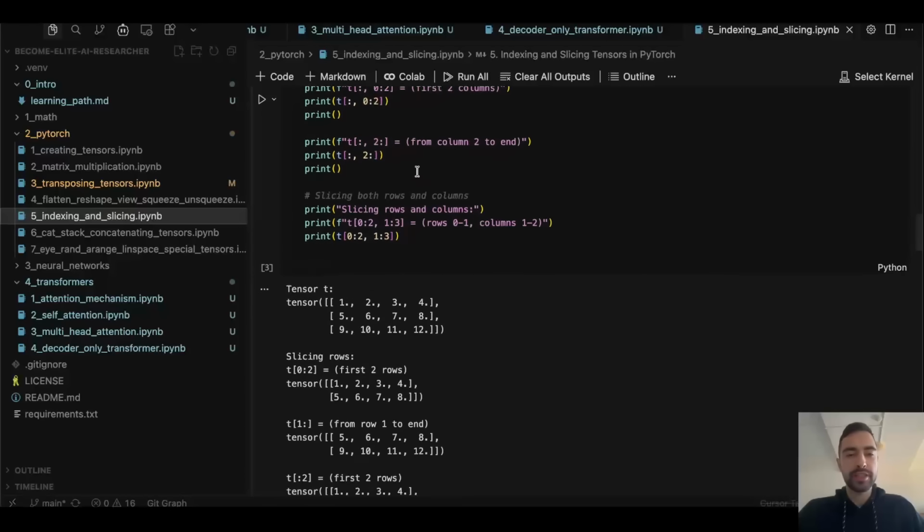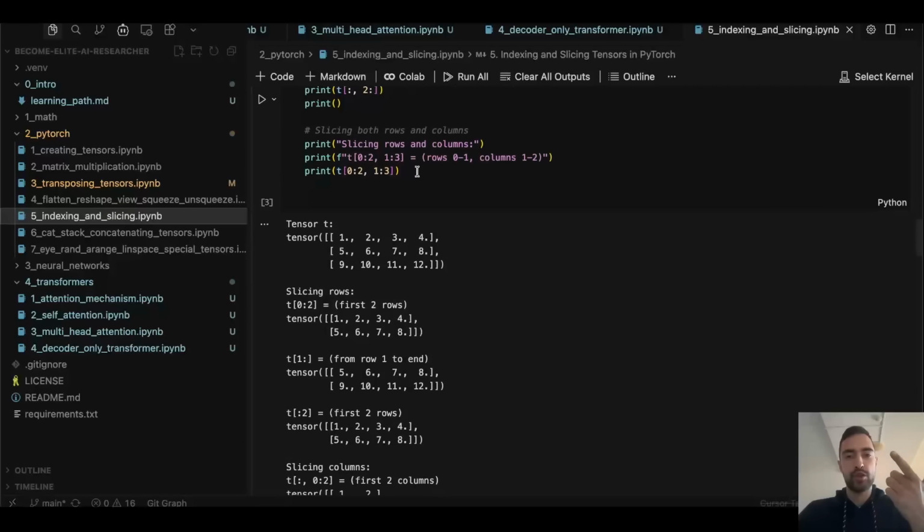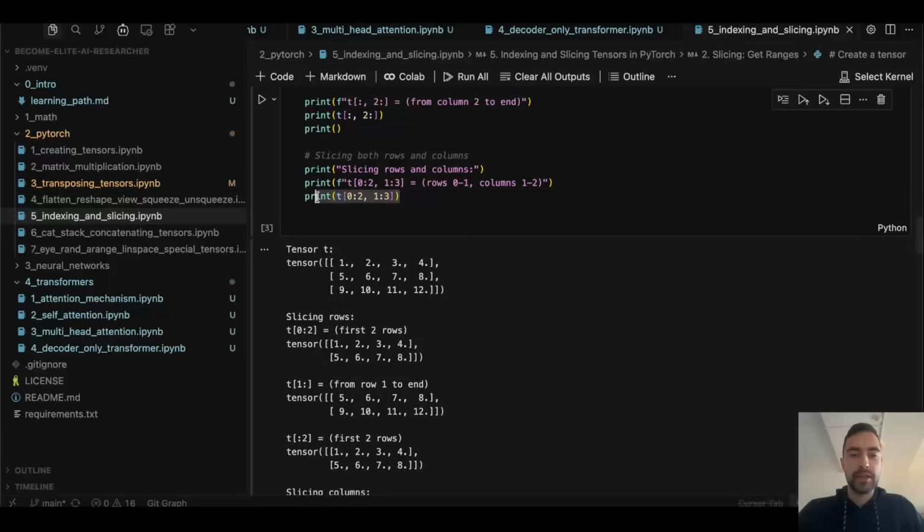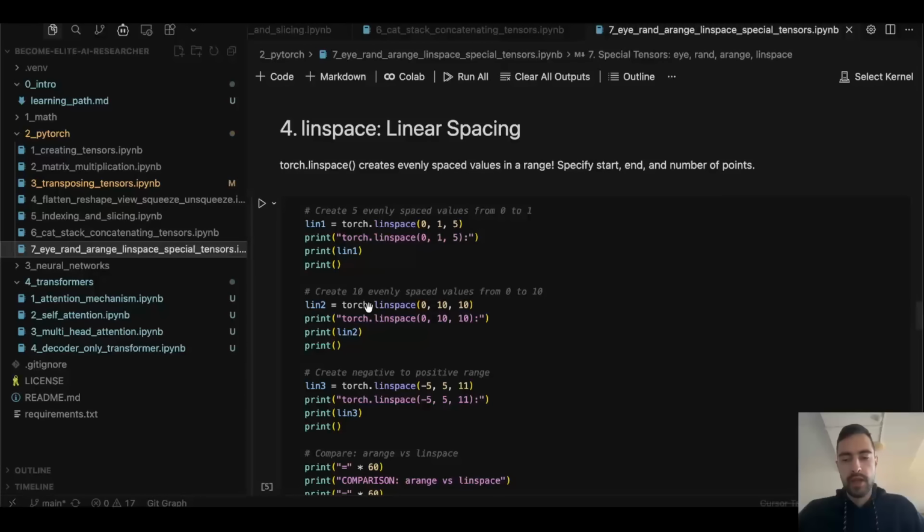You will also learn tensor indexing and slicing. So if I tell you I want last two rows, and out of those last two rows, I want second to fifth columns, you need to be able to quickly write indexing logic. Then we will talk about special matrices and arrays like identity matrix, random matrix, linspace, etc.